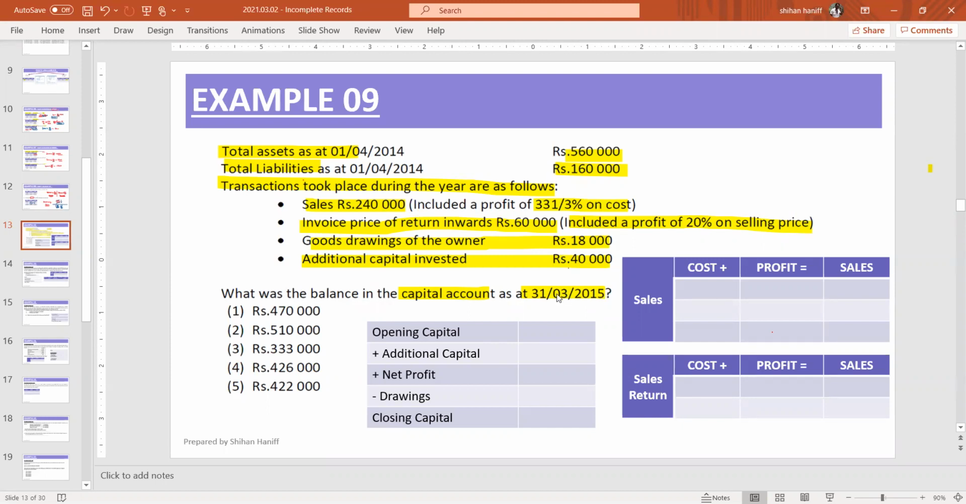So how do you calculate the closing capital? Closing capital is equal to opening capital plus additional capital plus net profit minus drawings. In the statement of financial position, we have the capital plus net profit minus drawings. Capital means opening capital, plus if there is any additional capital that will be added.